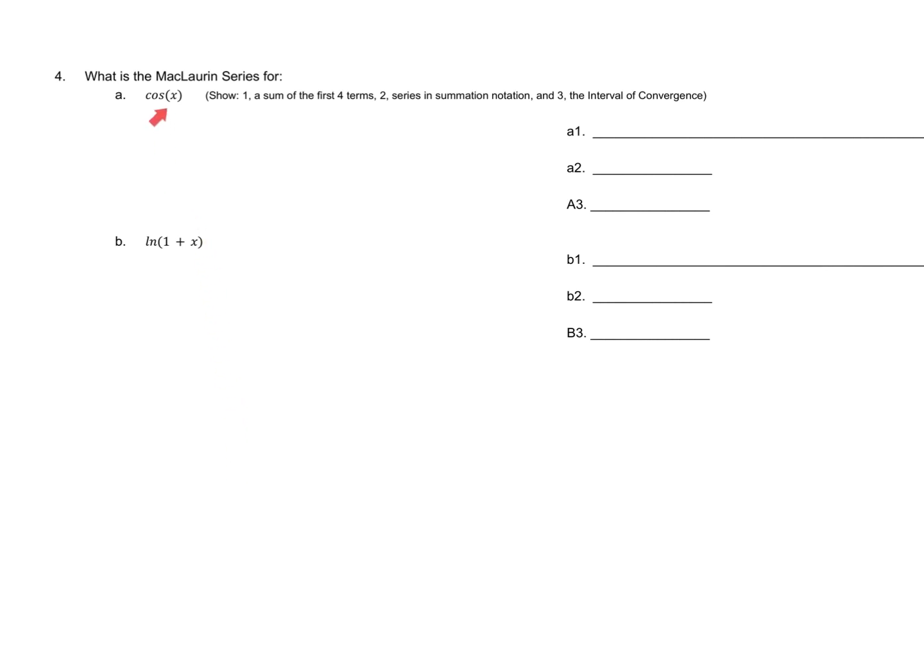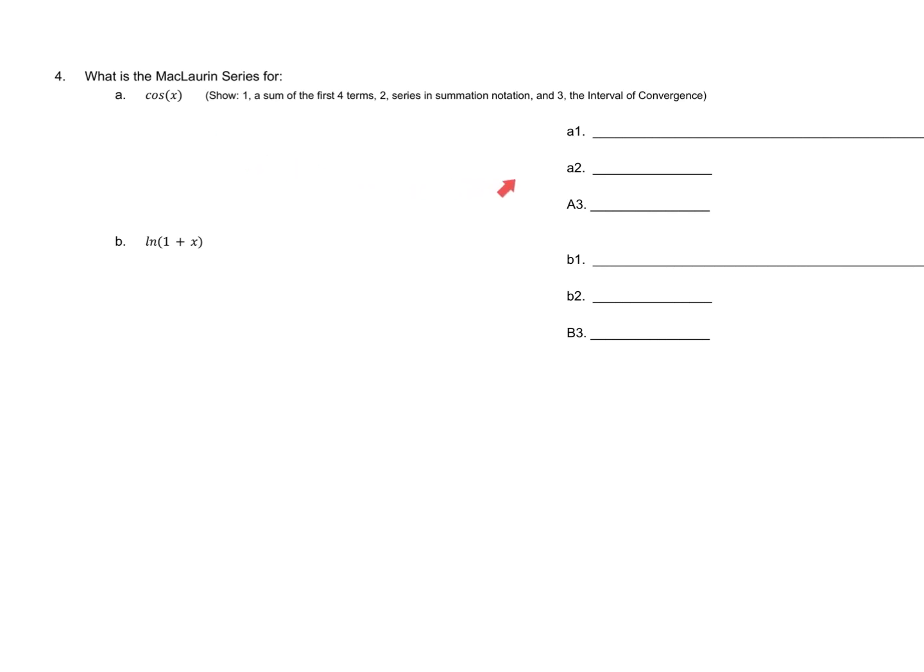Like in number 3, cosine of x is a function whose series we should have memorized. So A1 and A2 should take you just a couple of seconds. If you needed to start from scratch and use the Taylor formula to generate the Taylor series, the Maclaurin series, whichever, then you're wasting a lot of time. I will not generate this from scratch, like I did in 3A. We're just going to presume that you have this series memorized.